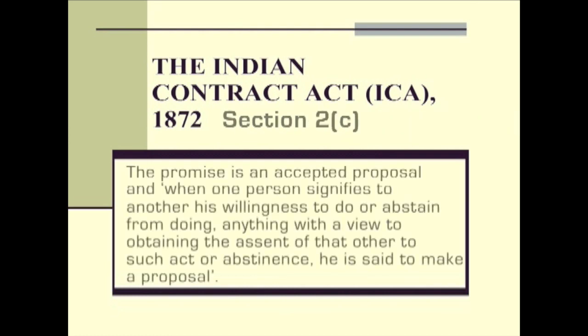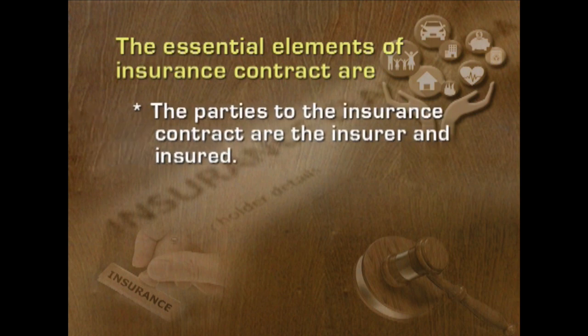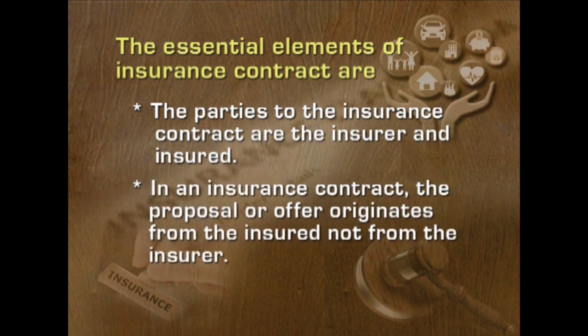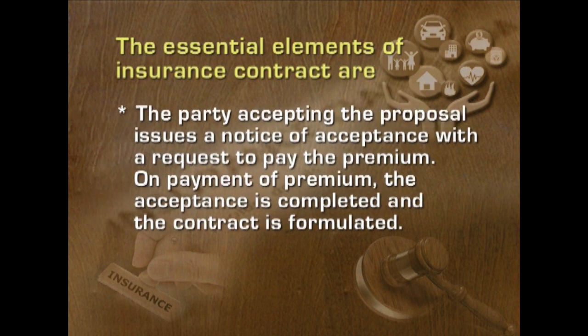Section 2(c): the promise is an accepted proposal, and when one person signifies to another his willingness to do or abstain from doing anything with a view to obtain the assent of that other to such act or abstinence, he is said to make a proposal. Accordingly, the essential elements of an insurance contract are as follows. The parties to the insurance contract are the insurer and insured. In an insurance contract, the proposal or offer originates from the insured, not from the insurer. The proposal offer has to be made on a prescribed form called the proposal form. The party accepting the proposal issues a notice of acceptance with a request to pay the premium. On payment of premium, the acceptance is completed and the contract is formulated.